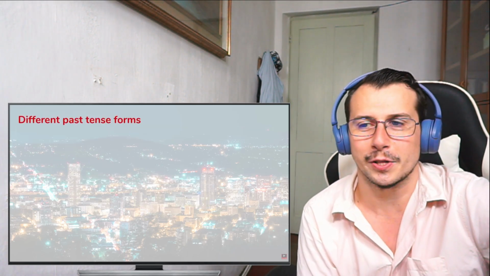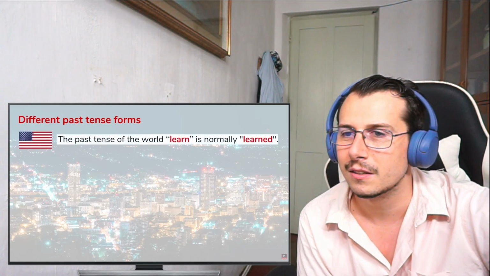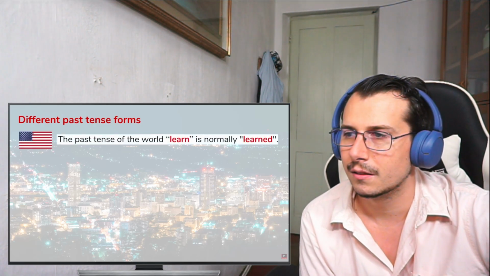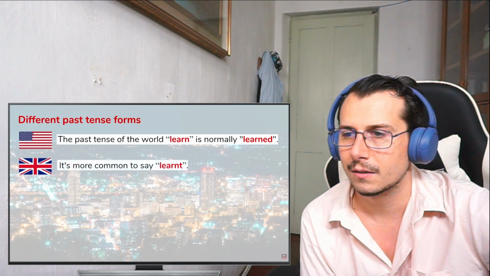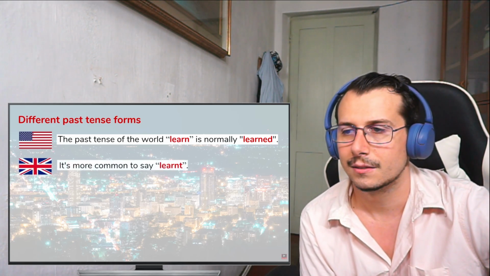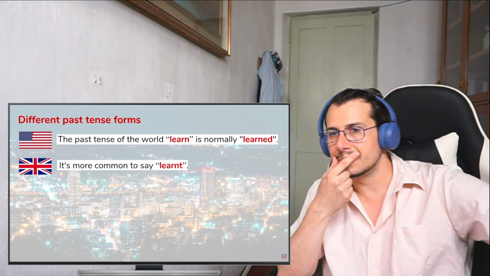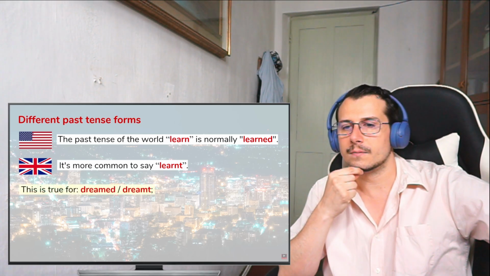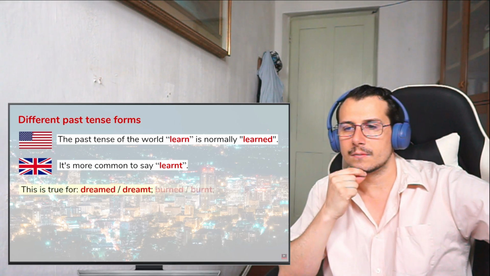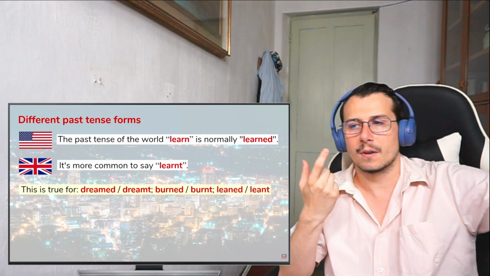There are some different past tense forms. For example, in American English, the past tense of the word learn is learned, while in British English, it's more common to say learnt. Actually, both forms are used in either country, but there is more of a tendency towards one form. This is true for other words like dreamed versus dreamt, burned versus burnt, leaned versus leant.